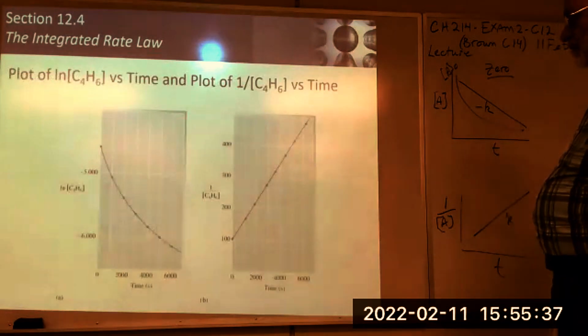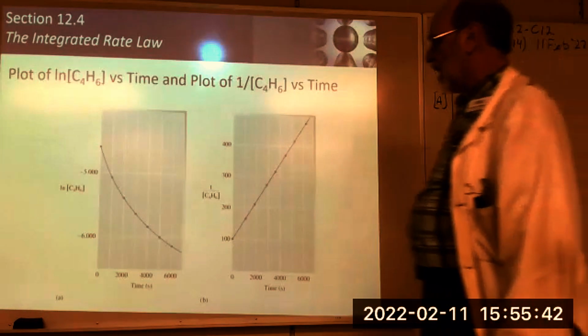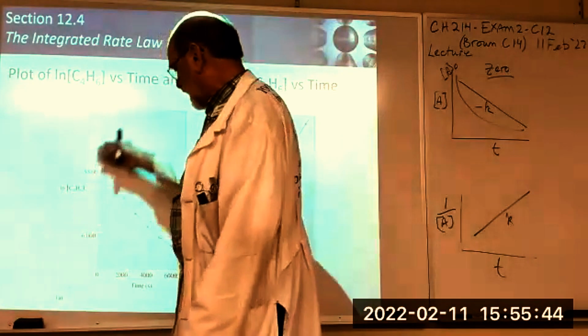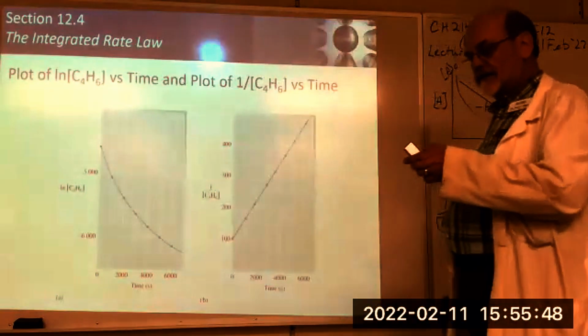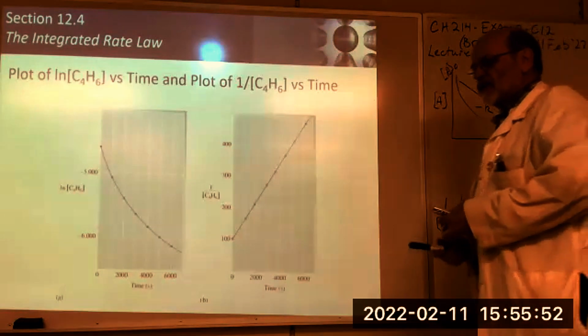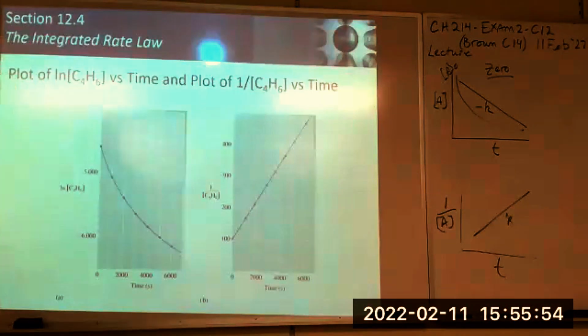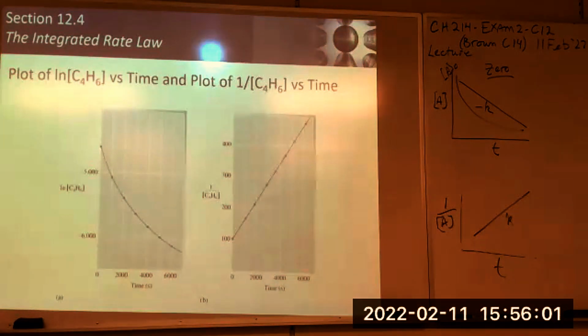Okay, so there's an example. We plotted the natural log, and it's still a curve. So we plot the reciprocal, and there you go, a straight line. And I think the reason the authors settled on zero, first and second order is because the vast majority of equations fall under one of these 3. And sometimes you can do an approximation.